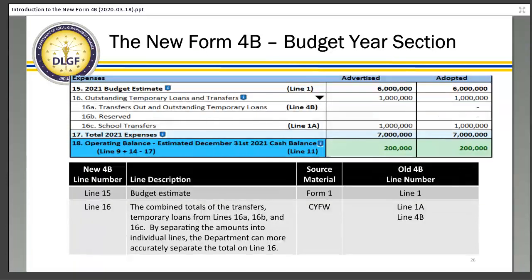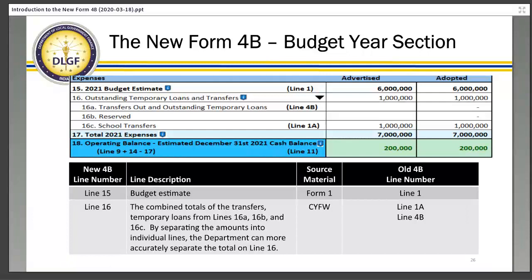Okay. So if that is the revenue subsection, let's pivot to the expenses subsection, which should look familiar. Line 15 represents your budget estimate, right? So that's the information from your Form 1. That is information that used to be on line 1. We now have it on line 15. So we're going to summarize the detail that was on the Form 1, and this is where we're going to present it on our new Form 4B template.